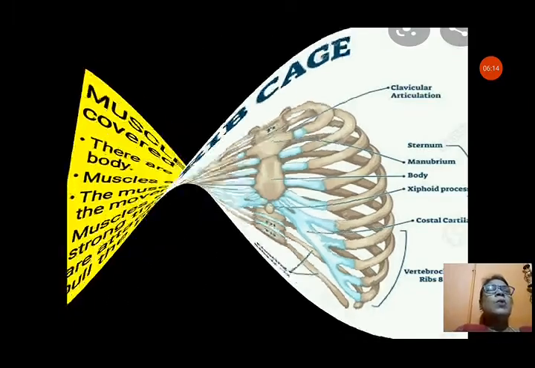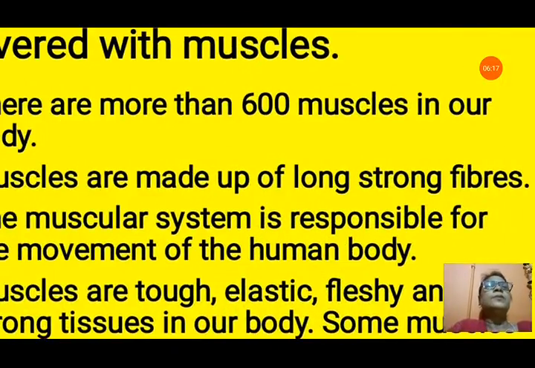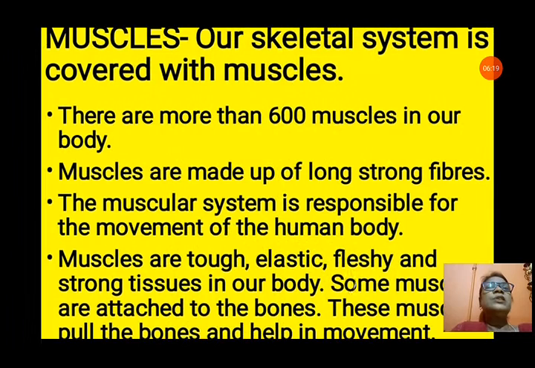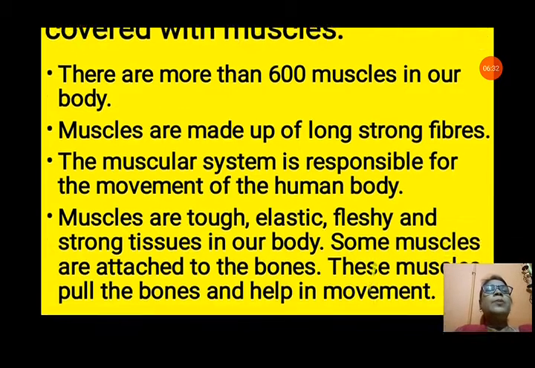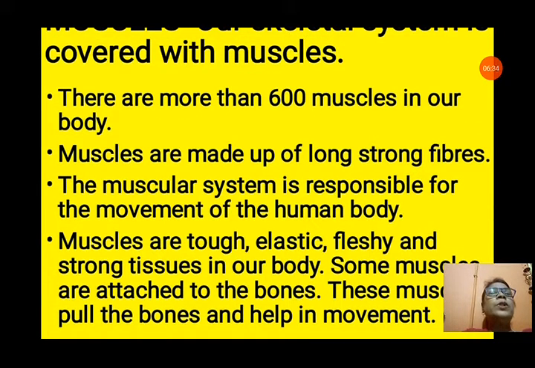Now next we will see about muscles. Our skeletal system is covered with muscles. You cannot see any of your bones in your body. All these bones are covered with muscles. There are more than 600 muscles in our body. And what are muscles? Muscles are made up of long, strong fibers, and the muscular system is responsible for the movement of the human body.